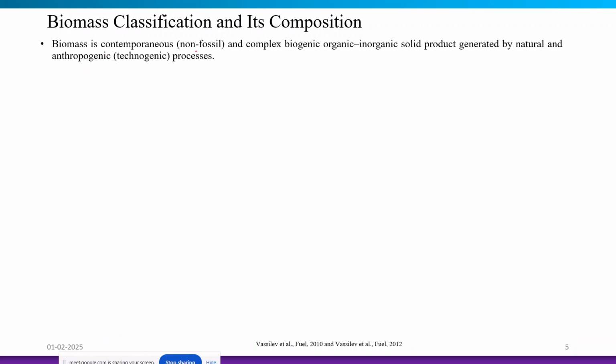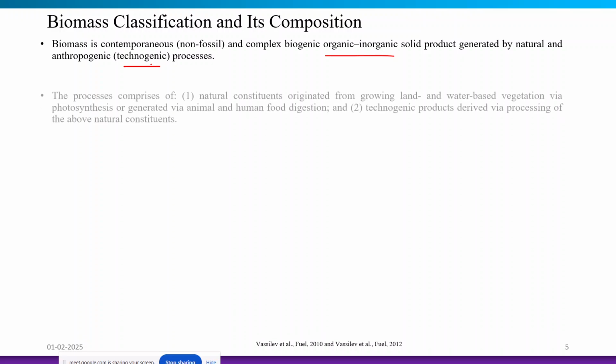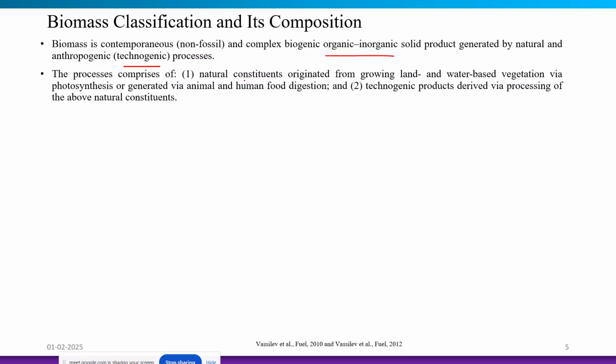First is biomass, which is a non-fossil fuel, and it is a complex of biogenic, organic, and inorganic solid phases generated by natural as well as anthropogenic or technogenic processes. These comprise natural constituents originating from growing land or water-based vegetation by photosynthesis, or sourced from animal or human food digestion, or you can say directly the waste products from the animal and human daily lives, and technogenic products derived from processing of the above natural constituents.